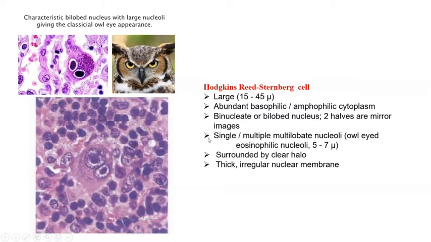The definition of the Reed-Sternberg cell, which is the neoplastic cell of lymphoma, is very important, and you should know it thoroughly. It is a large cell, 15 to 45 micron in diameter. So see, this is a classical Reed-Sternberg cell. This is 45 micron in diameter, and the cytoplasm is basophilic. And there are two nuclei, so it is bilobed, and they are mirror images of each other. This appearance is known as owl-eye appearance.